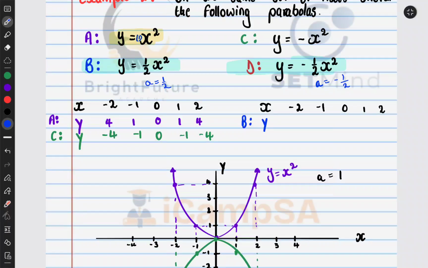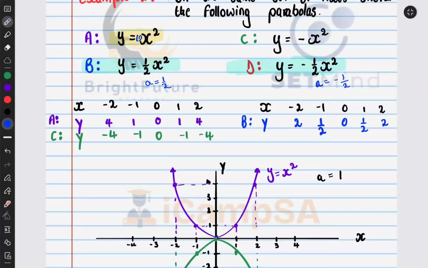Then for function number b, let's find the corresponding y values. We're simply going to substitute negative 2. You just go in your calculator and say 1 over 2 multiplied by negative 2 to the power of 2, and that will give you 2. Then for negative 1, you get 1 over 2, it's just half, and then for 0, you get 0 again. Then it's just going to be 1 over 2 and 2.